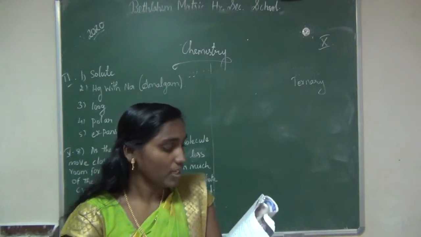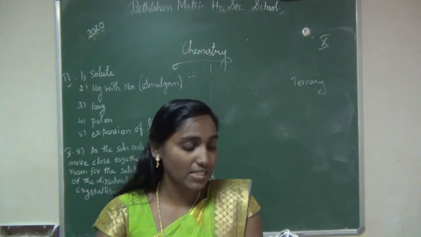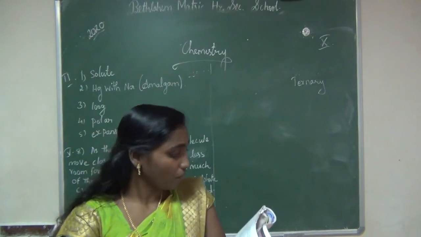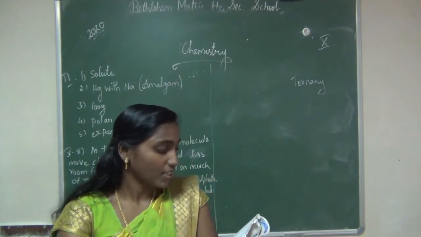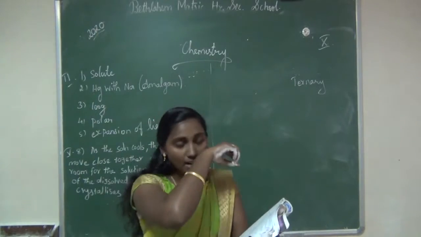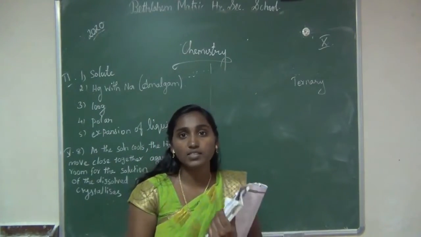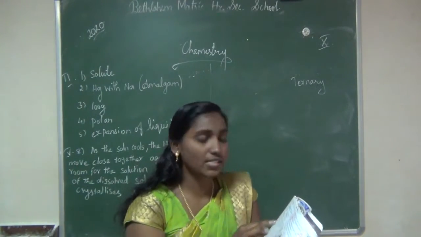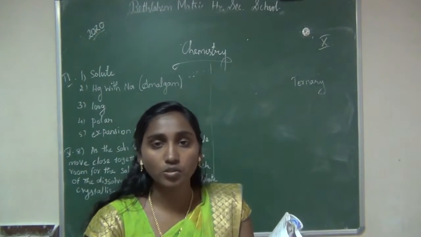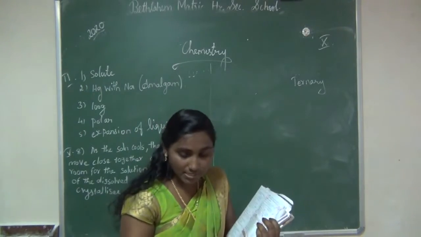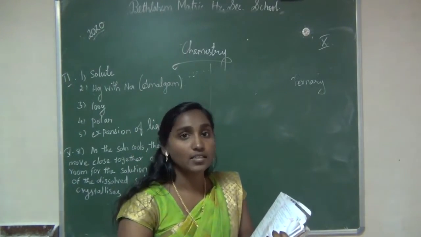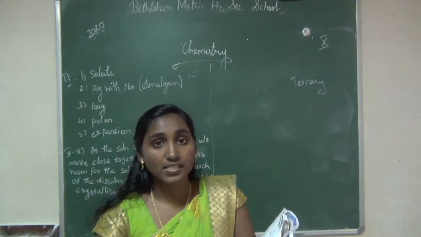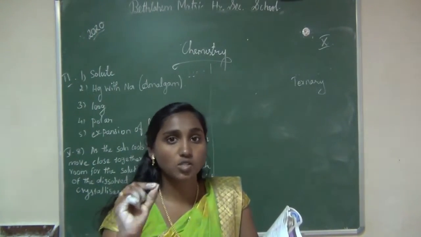Then second one, in a solution the component which is present in lesser amount is called solvent. Is it right? No, false. Lesser amount is called what? Solute. Change it. Second one answer false. Lesser amount is called solute. Instead of solvent, you should write solute.